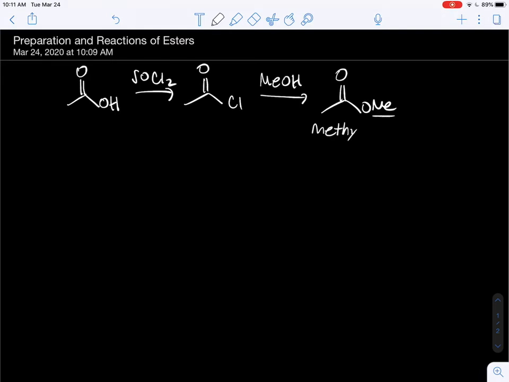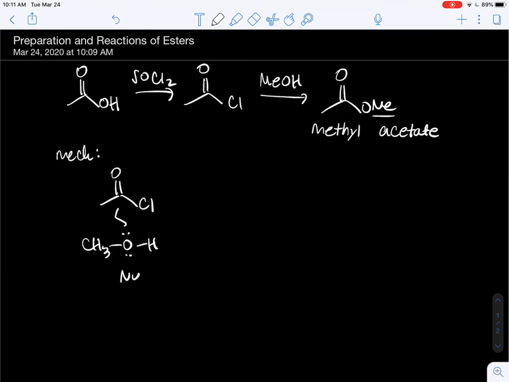That's the part that came from the alcohol. And acetate. That's the part that came from the acetic acid or the acid. The mechanism for this, as we discussed previously, involves methanol with a neutral nucleophile. And this guy here will attack the carbonyl carbon. And you'll get this infamous tetrahedral intermediate.